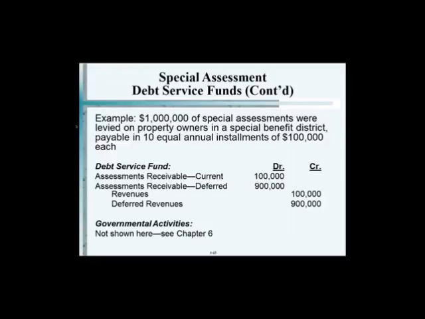I want you to just think about this journal entry for a minute. See if you get this journal entry. How much money do they expect from the property owners over 10 years? $1 million, right? How much of it is current? 100. Everybody see this? 100 in revenues and 900 in deferred. So what's the current portion that's receivable? 100. And what's the deferred? 900.